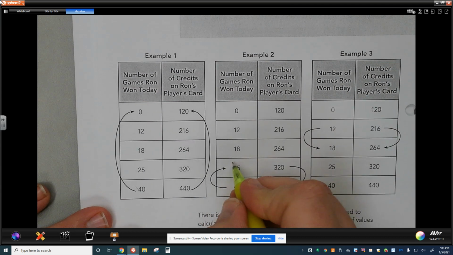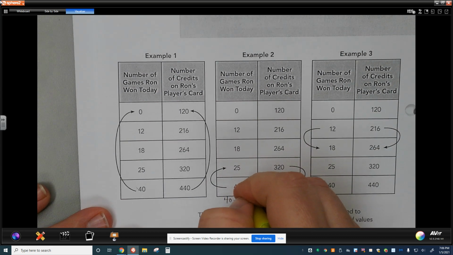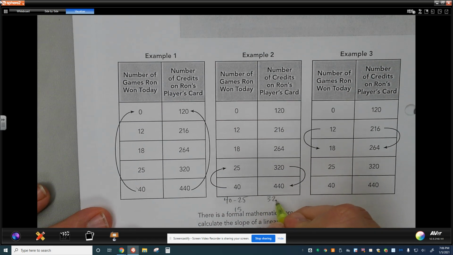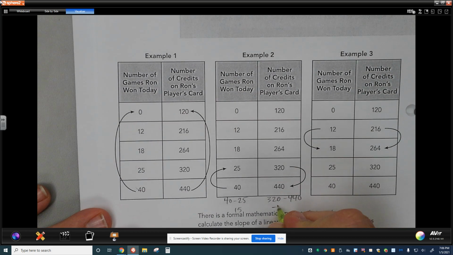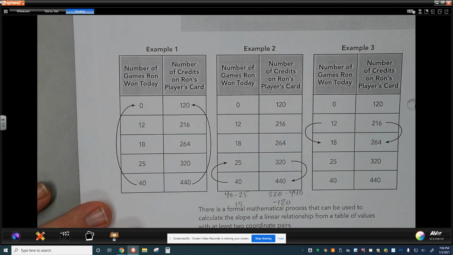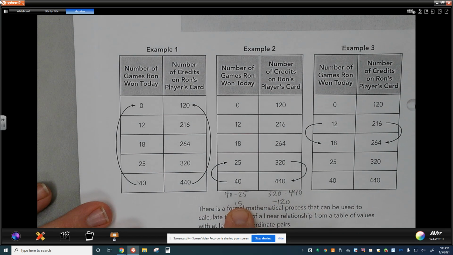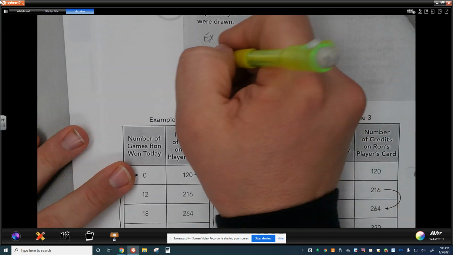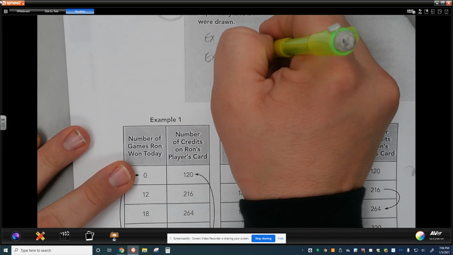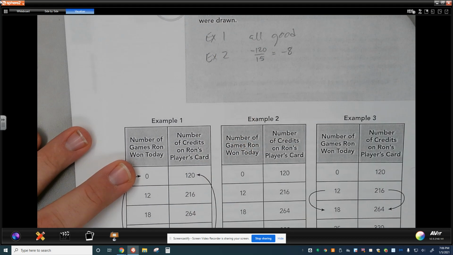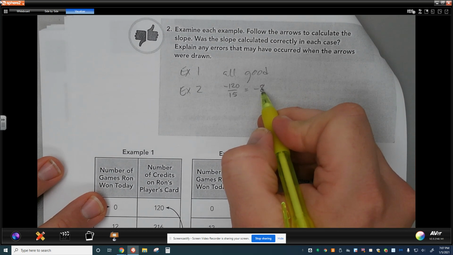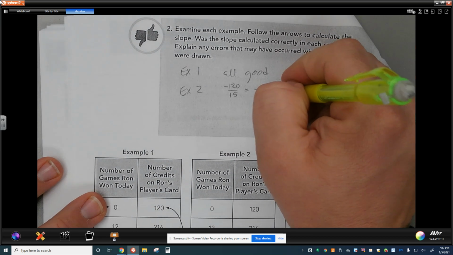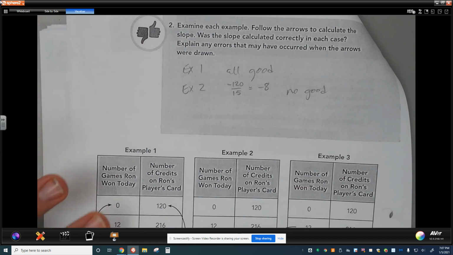Example 2, we're going from 40 minus 25, which equals 15, and we're going 320 minus 440. 320 minus 440 is negative 120, and that should be a red flag right there. We haven't seen a negative number in here, but I see an increase in x and a decrease in y, which means that when I look here at example 2, negative 120 divided by 15 equals negative 8. I can't have a slope of negative 8 because that would indicate that he's actually losing 8 tokens or 8 credits for every game that he wins. This is no good. This is not the correct slope.